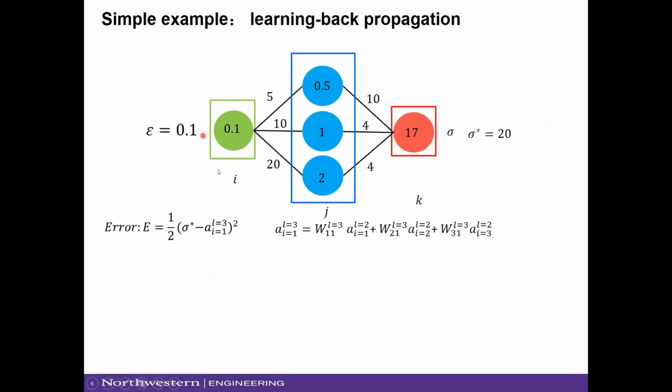Now let's think about a simple backpropagation problem. This is a simple neural network. My strain value is 0.1, and experimentally or numerically, I have found that the stress value is 20 when the strain value is 0.1. Now, these are the initial weights. These are just normal, not actual weights. Initially I have set the weight values to 5, 10, 20, 10, 4, 4.